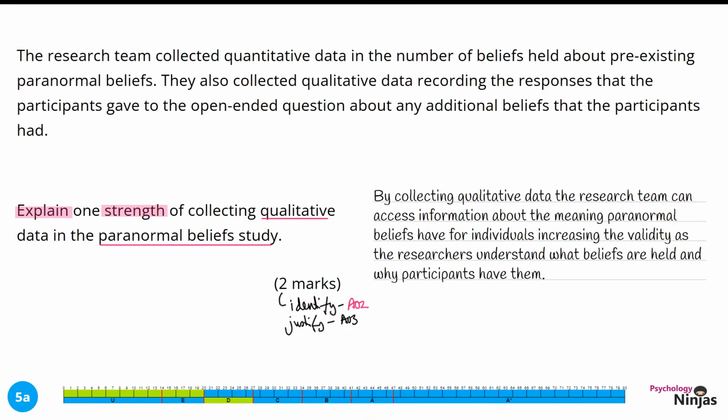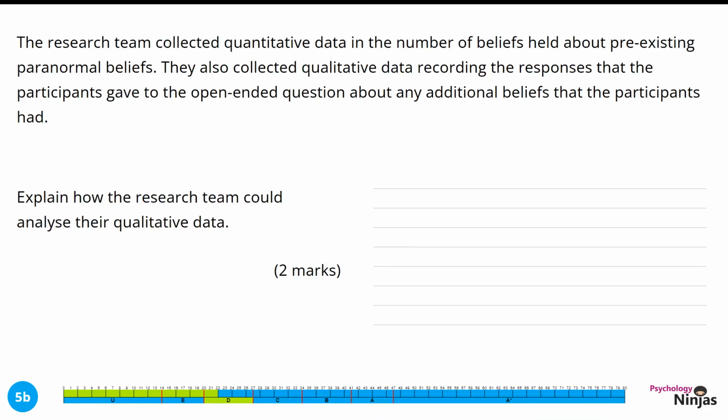We've identified our strength in that our qualitative data gets the meaning behind individual paranormal beliefs. We've justified that by saying that this increases the validity of the study and we understand what beliefs are held and why they are held. Explain how the research team could analyse their qualitative data, 2 marks.